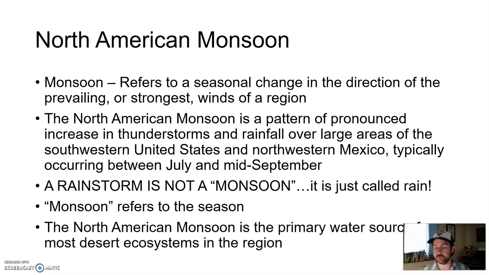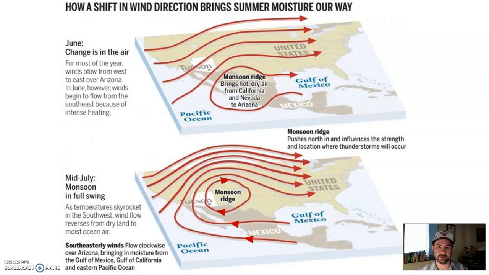And I'm sure you can imagine that the North American monsoon is the primary water source for desert ecosystems in the region. So most of our water resources in the desert come during this monsoon. So how does it work?